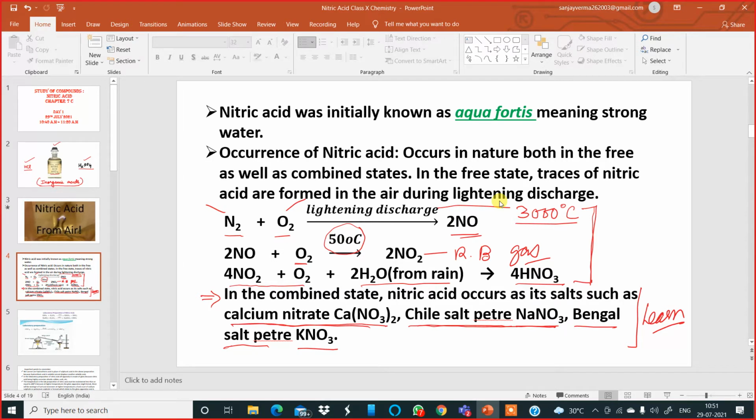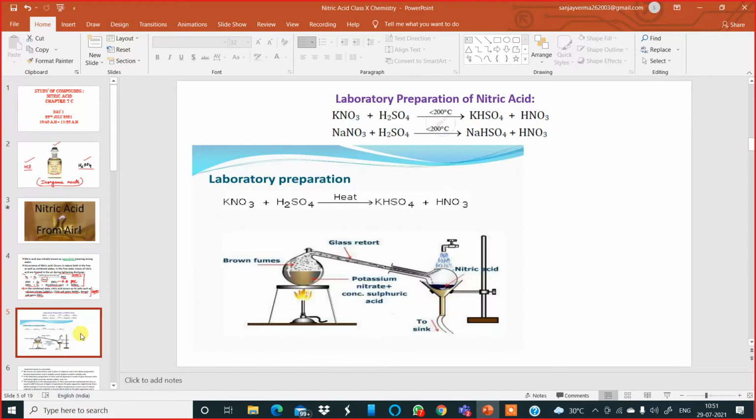So this was the introduction to the chapter on nitric acid. Now moving further to the lab preparation of nitric acid. In the chemistry lab, how are we going to prepare nitric acid? Look at the method on the screen.